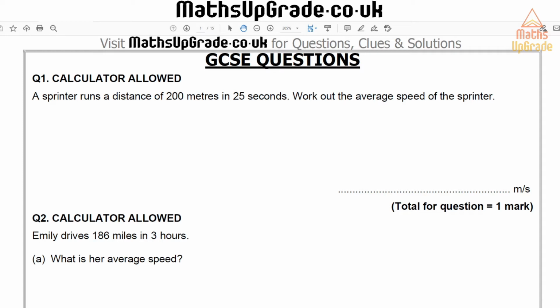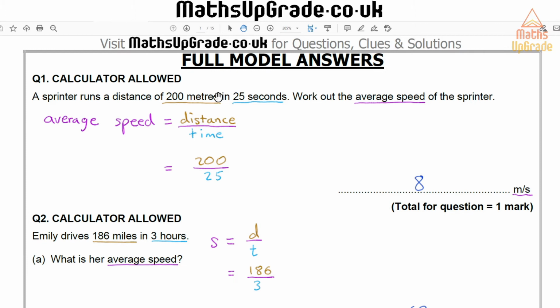The first question is for 1 mark, and it states that a sprinter runs a distance of 200 meters in 25 seconds, and we need to work out the average speed of the sprinter. That's quite simply using speed equals distance divided by time. I've underlined the key information in the question. Speed equals distance divided by time, which is 200 meters divided by the 25 seconds, which is 8, and the units are meters per second because I've got meters and I've divided it by seconds. So that's just 1 mark for that question.